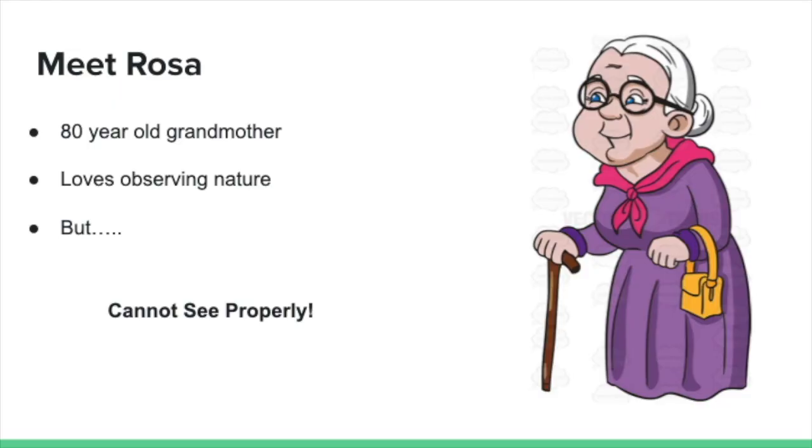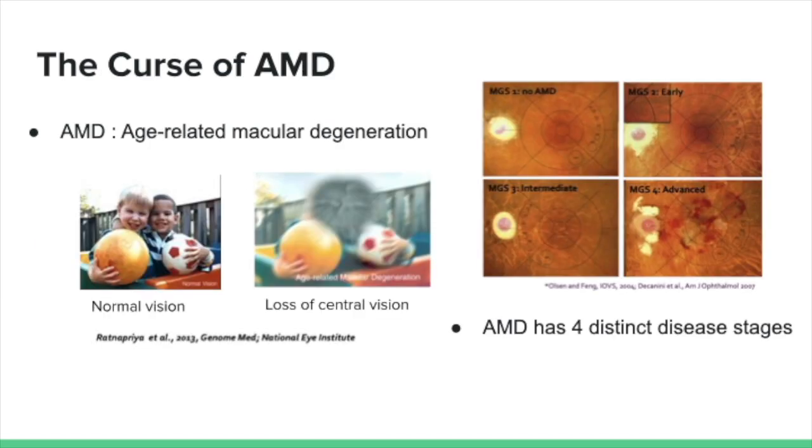But first, let me introduce you to Rosa, an elderly woman who has recently had trouble seeing her grandchildren clearly and no longer gets enjoyment out of her usual nature walks. Rosa needs our help because she has just been diagnosed with AMD, or age-related macular degeneration.